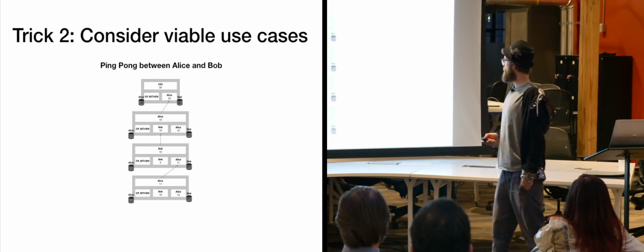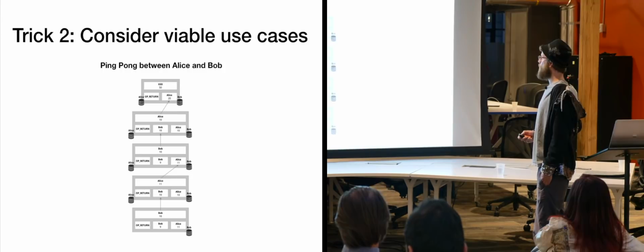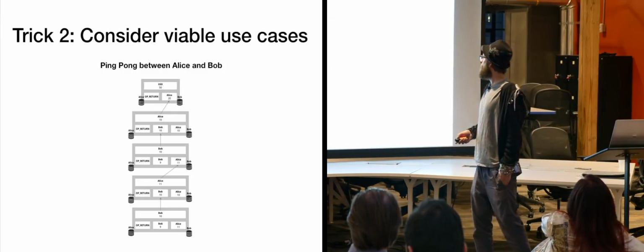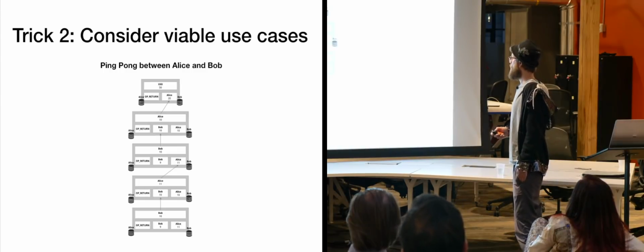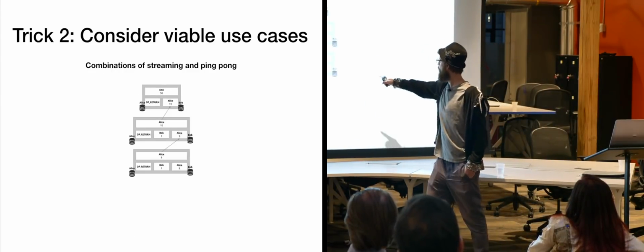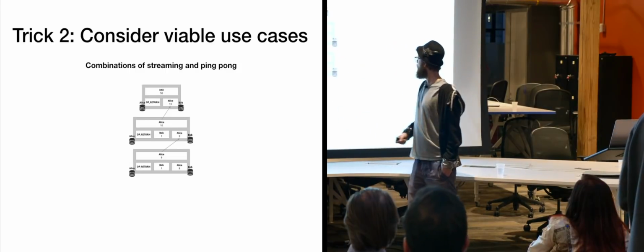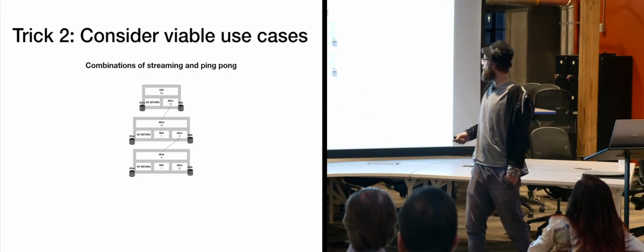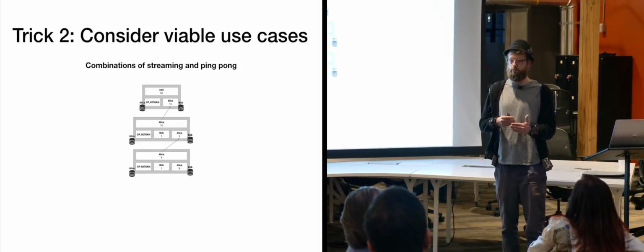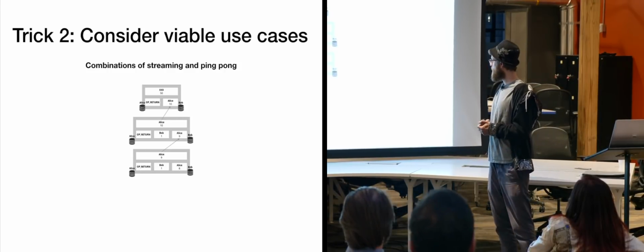Okay, that's better. So let's see. What about combinations of ping pong and streaming? Let's say these guys do streaming rounds. So here Alice sends 2 tokens to Bob. Bob now has 2 unspent outputs with 1. Alice has 8 tokens. And now say they want to switch to ping pong mode, where now Bob sends something to Alice.